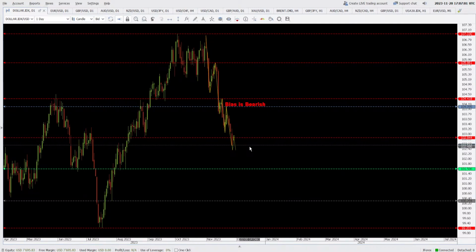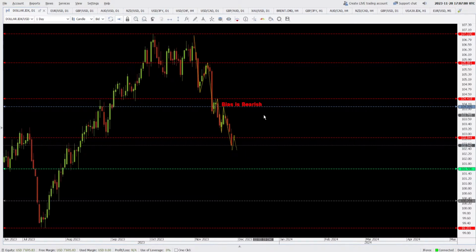So yes, if I have to summarize this pair or this index, the bias is bearish. Upside resistance is 104.09, the first resistance that I'm expecting, and the downside support now is 101.58. The bias is bearish, which means you should only be looking for selling opportunities. Do not try to buy the US dollar right now.